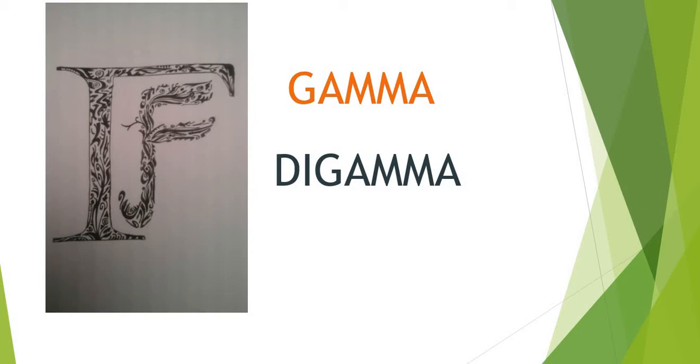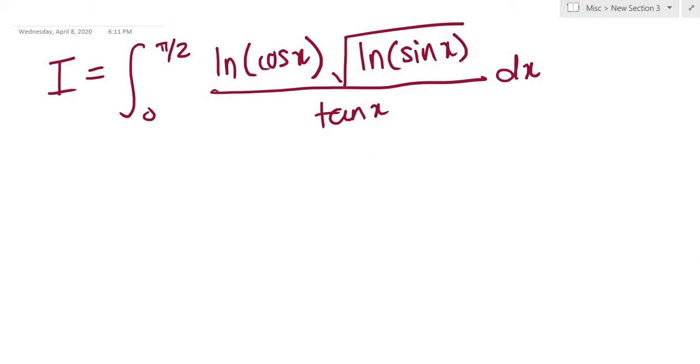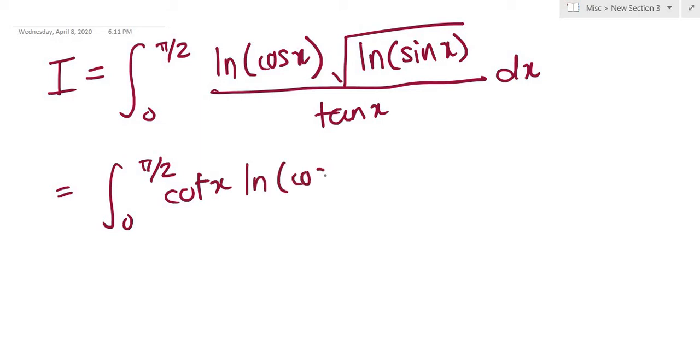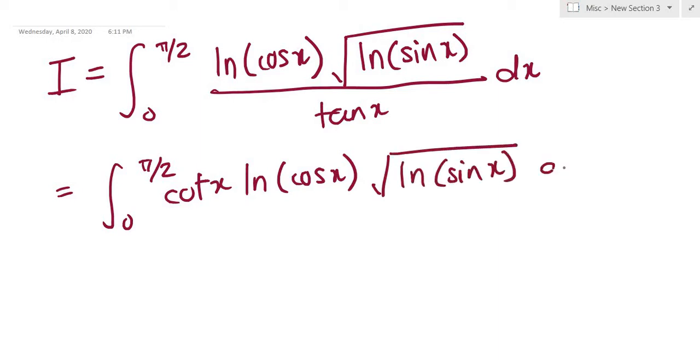Let's get to it. Okay, so we have before us the integral from 0 to pi over 2 of natural log of cosine of x times the square root of natural log of sine of x all over the tangent of x dx. Now, generally in integration, we don't like denominators, so I'll just convert my tangent into a cotangent and then write it in the numerator. The cotangent of x times the natural log of the cosine of x times the square root of the natural log of sine of x dx.